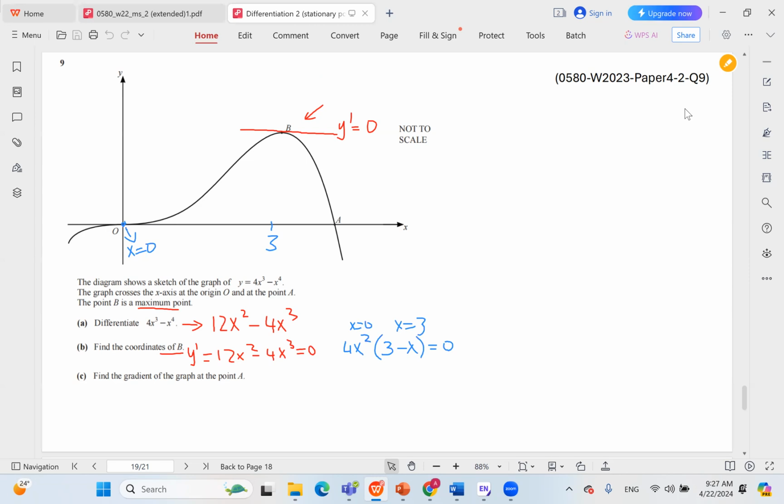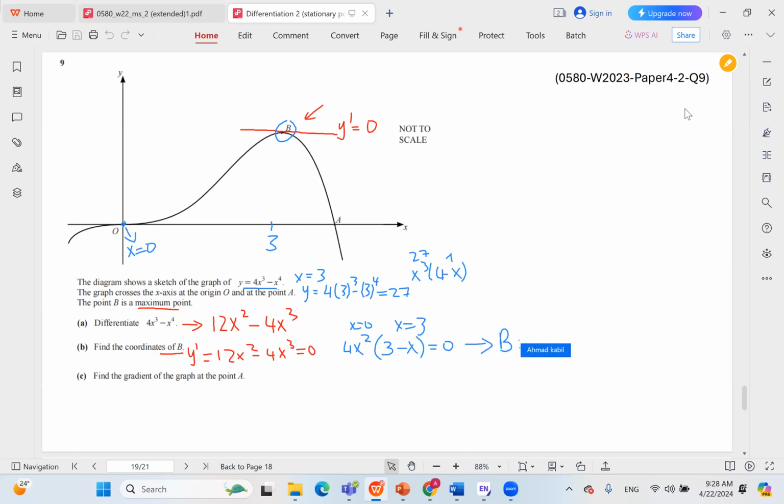We want the coordinate of B. So the x coordinate is 3, and we can plug it into the equation of the curve to get the y coordinate. So if x equals 3, y equals 4 times 3 power 3 minus 3 power 4. You can either use your calculator or you can just take x power 3 as a common factor. You would have 4 minus x. So x power 3 is 27. 4 minus x is basically 1. So the answer will be 27. Or you can just use the calculator to figure this out, no problem. So the coordinates of B will be 3 and 27.